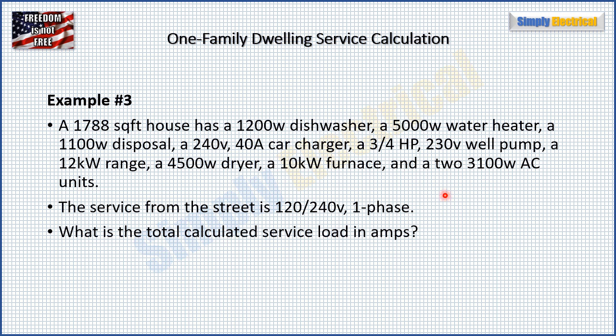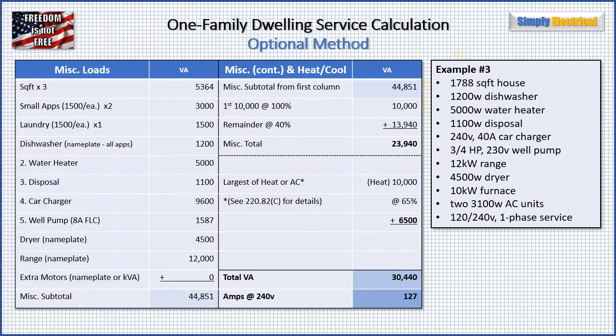Example number 3. Now we have a 1788 square foot house. I won't bother reading the rest of these details as we can see them on the next page. And here they are over here, listed out. So we have 1788 times 3 gives us 5364 VA. Got our small appliances, got our laundry, we have our dishwasher, water heater, disposal, car charger.